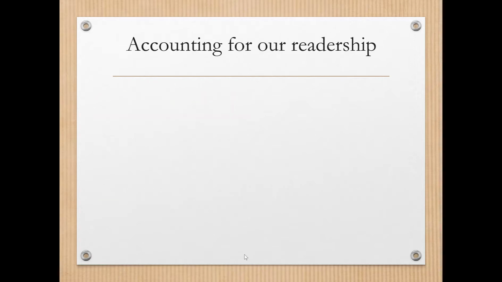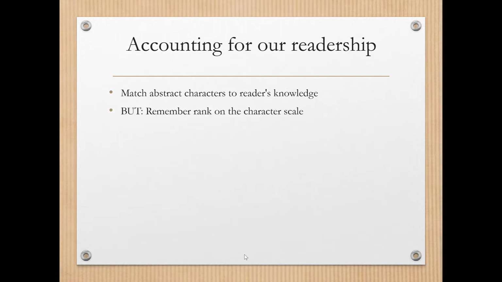So we have to account for our readership. How do we do that? Well, we must first think about who our readers are. So we must match any abstract characters to that reader's knowledge. But of course, we always have to keep front and center the idea that we do have this character scale. It's always going to be easier for a reader to understand what we're saying if we're using characters higher on that character scale. But oftentimes it may not always be possible to use such simple language.